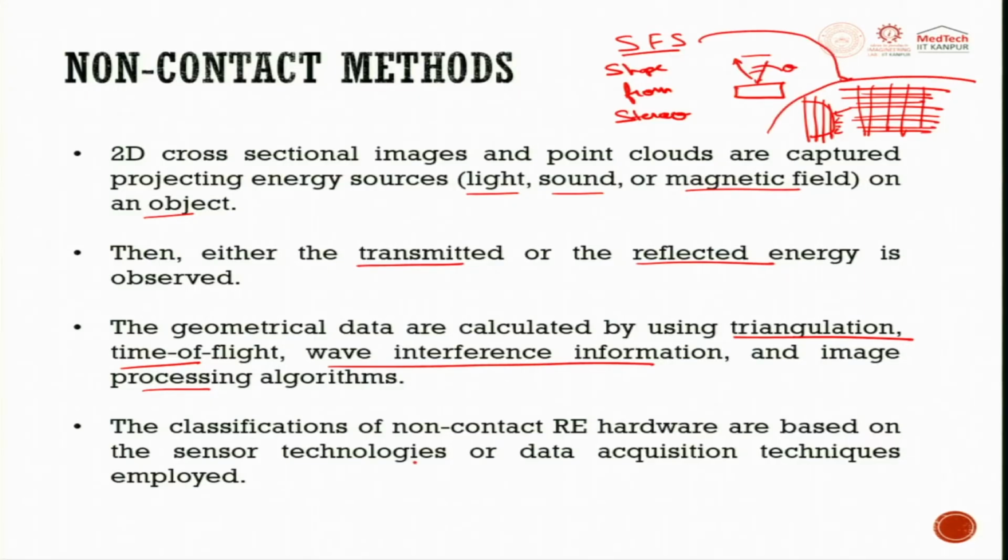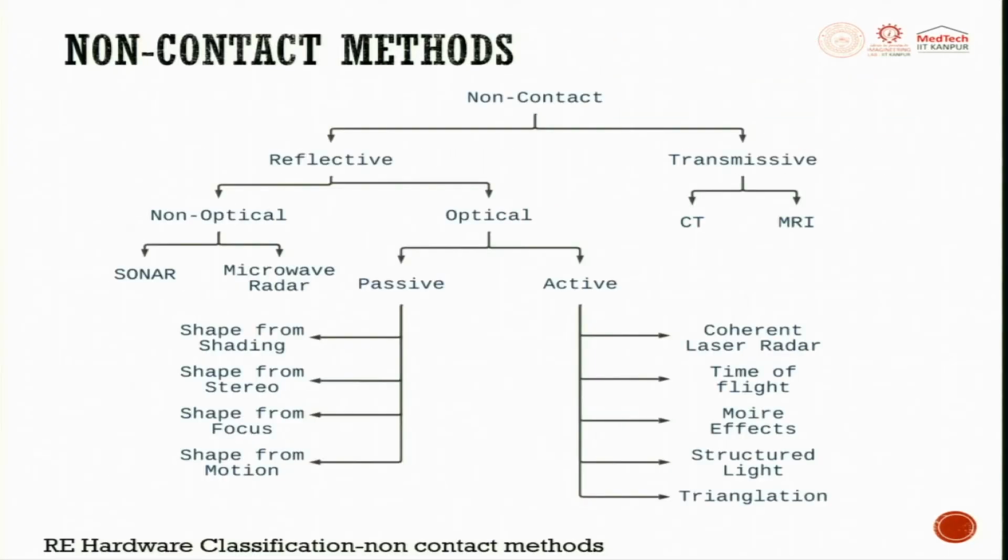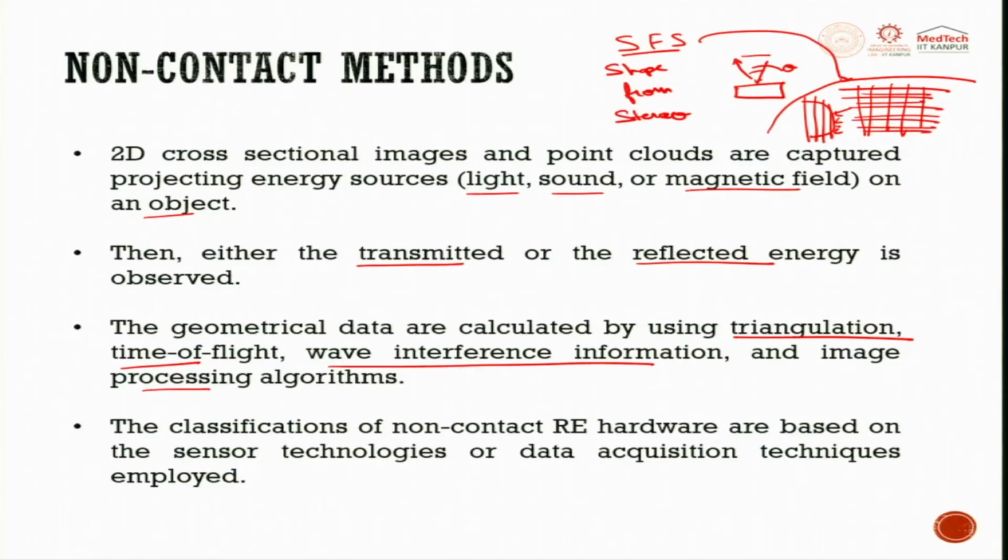Now, the classification of non-contact reverse engineering hardware is based on the sensor technologies or data acquisition techniques employed. The non-contact methods are of multiple types. We have reflective technology and transmittive technology. Transmittive technology is CT and MRI, majorly used in medical devices. We have computed tomography and magnetic resonance imaging. These are the transmissive technologies. In reflective, when the light is reflected back, there are different methods which I just mentioned here: triangulation, and time of flight, which is when the light goes and comes back.